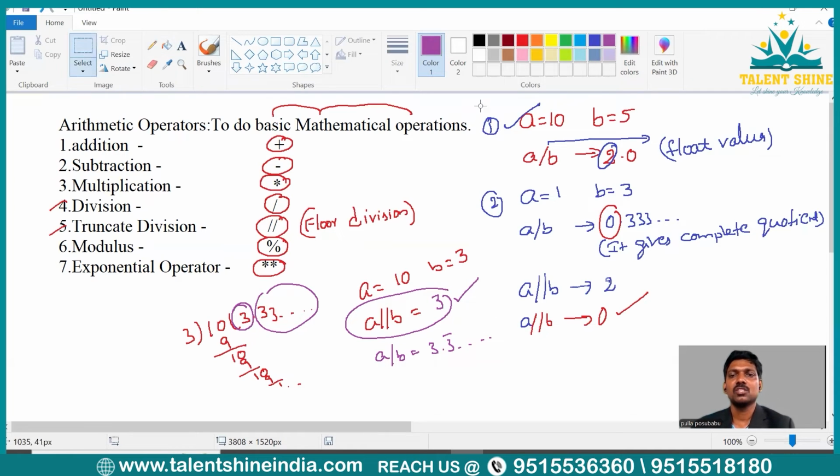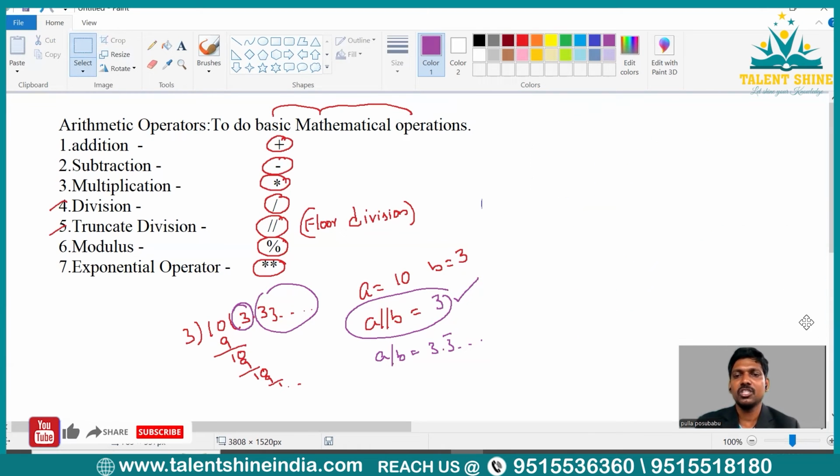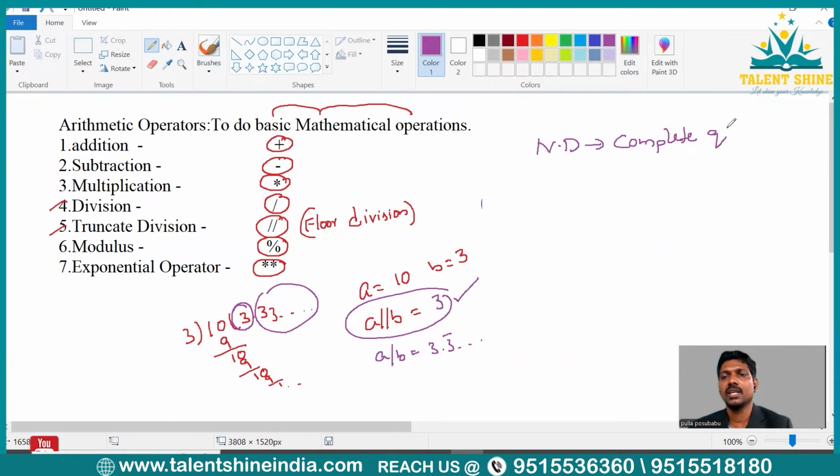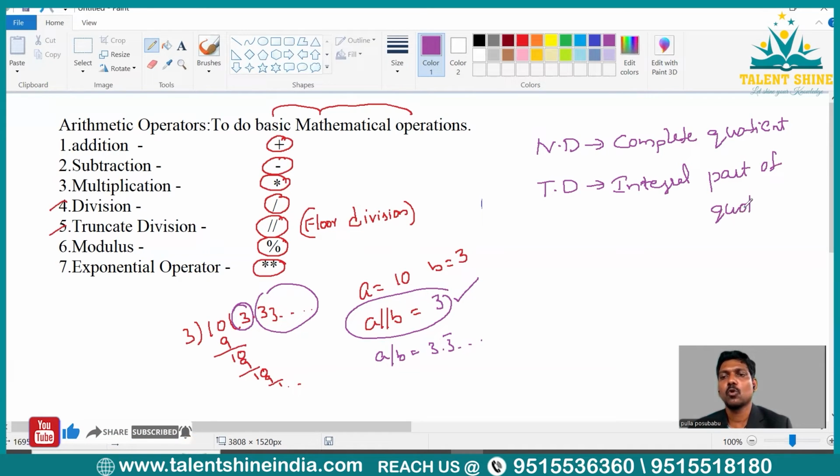In a nutshell, if you want to remember this: normal division gives the complete quotient. Complete quotient you will get in normal division. Whereas if you use truncate division or floor division, you will get the integral part of the quotient. So do remember this point.